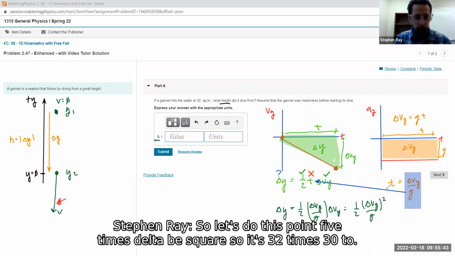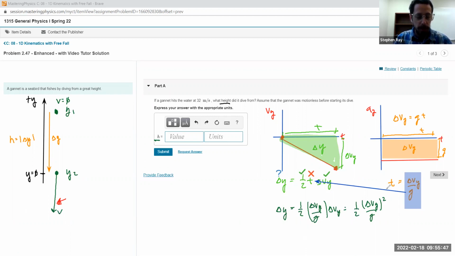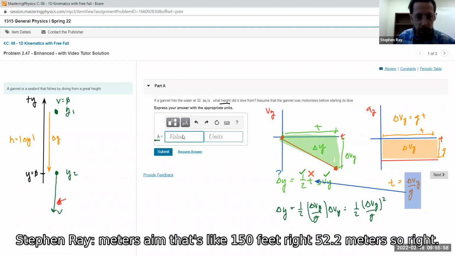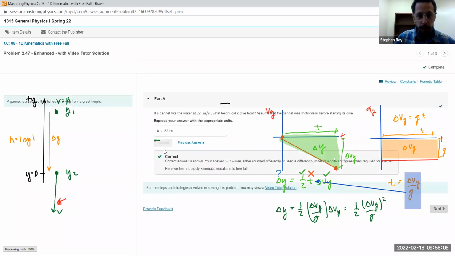So let's run through this. 0.5 times delta V squared, so that's 32 times 32, divided by 9.81, and hopefully I punched things into my calculator right. I did that a little fast, but I get 52.2 meters. Is that right? That's right. Dang, that's like 150 feet.